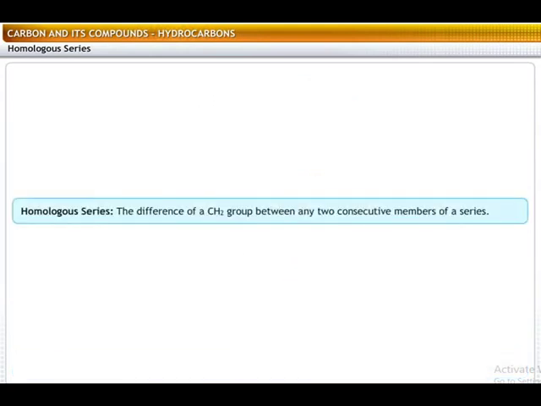When carbon compounds with similar functional groups were arranged according to the ascending order of the molecular weights, the difference between any two consecutive members of the series was found to be the CH2 group, and such a series is identified as a homologous series.